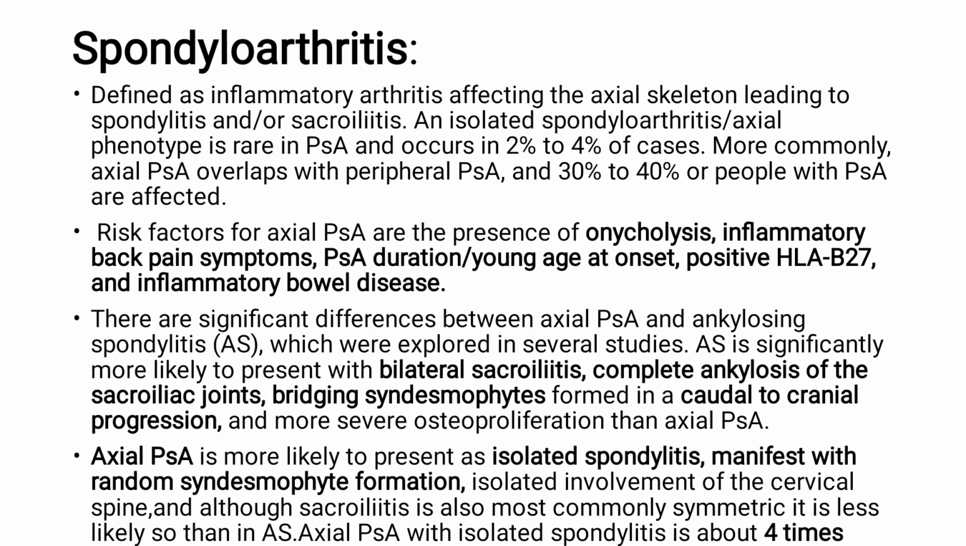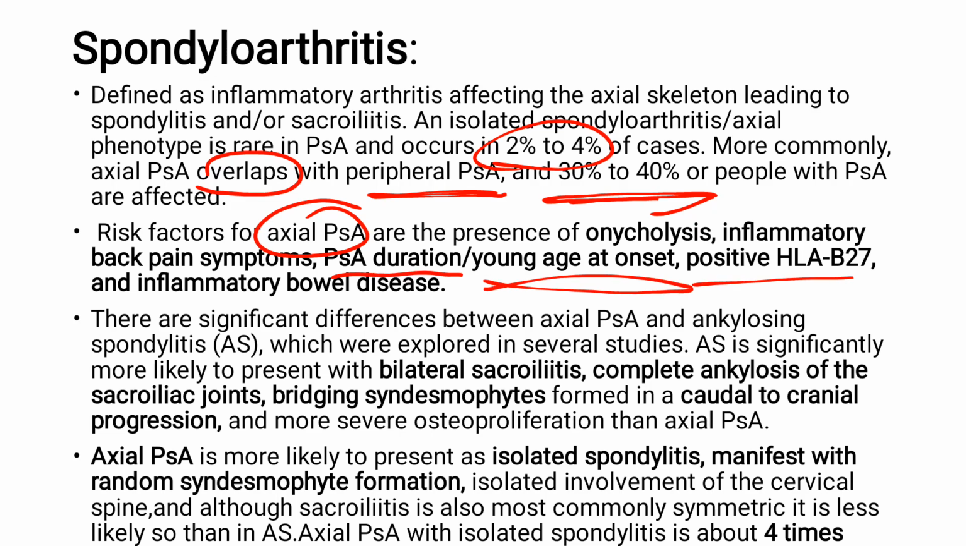Spondyloarthritis is defined as an inflammatory arthritis affecting the axial skeleton leading to spondylitis and sacroiliitis. An isolated spondyloarthritis or axial phenotype is rare in psoriatic arthritis and occurs in 2 to 4% of the cases. More commonly, axial psoriatic arthritis overlaps with the peripheral psoriatic arthritis, and 30 to 40% of people with psoriatic arthritis are affected. Risk factors for axial psoriatic arthritis are presence of onycholysis, inflammatory back pain symptoms, psoriatic arthritis duration and engaged onset, positive HLA-B27 and inflammatory bowel disease.